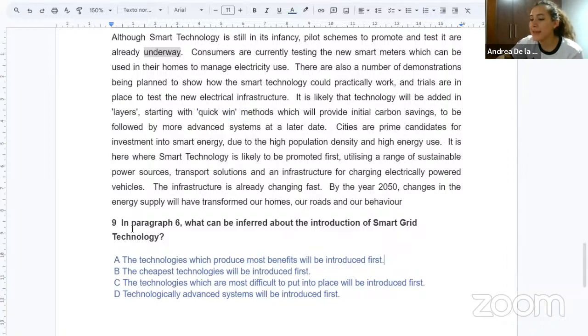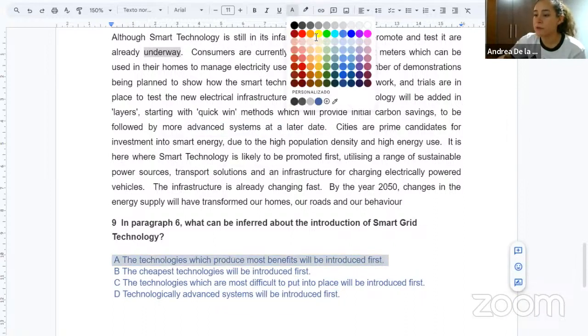Because they don't say anything about the price, right? They don't say anything about whether the cheapest technologies will be introduced first. They say that the quick win methods will be introduced first. They don't say whether these are the cheapest technologies or not. The technologies which are most difficult to put into place will be introduced first. Definitely not, right? Because they say the more advanced systems will be introduced at a later date. So the easier systems will be introduced first. Technologically advanced systems will be introduced first? No, right? They will be introduced at a later date. So yes, option A, the quick win methods are going to happen.